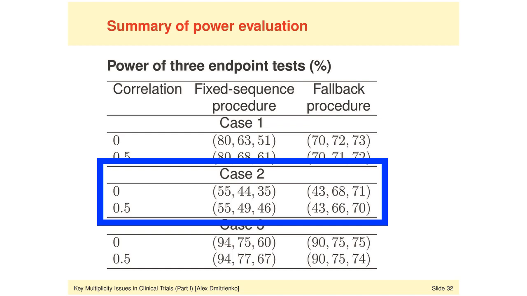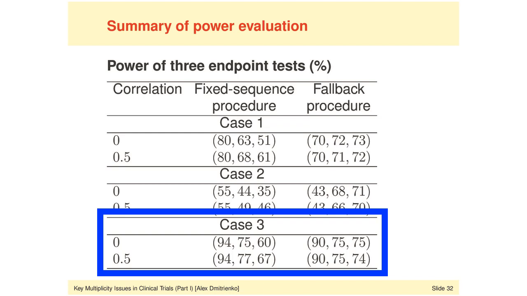If we compare cases 1 and 2, there's very little difference as far as the probabilities of rejecting the second and third hypotheses are concerned. Those numbers are very close to each other. The difference is just a few percentage points. And this is despite the fact that the first endpoint is underpowered. If you remember, under this scenario, when we look at case 2, marginal power for the first endpoint test actually goes down from 80% to 55%. And this shows us how robust the fallback procedure is.